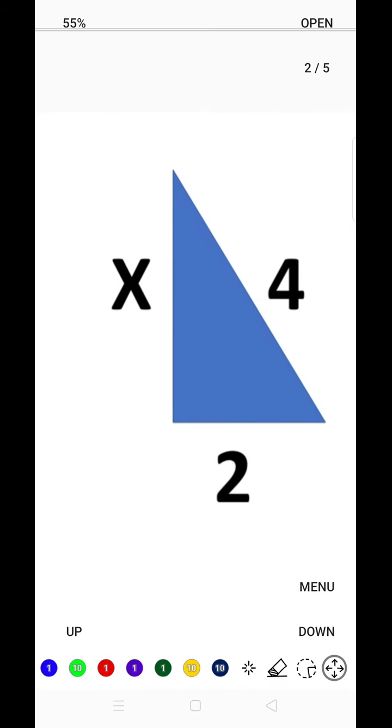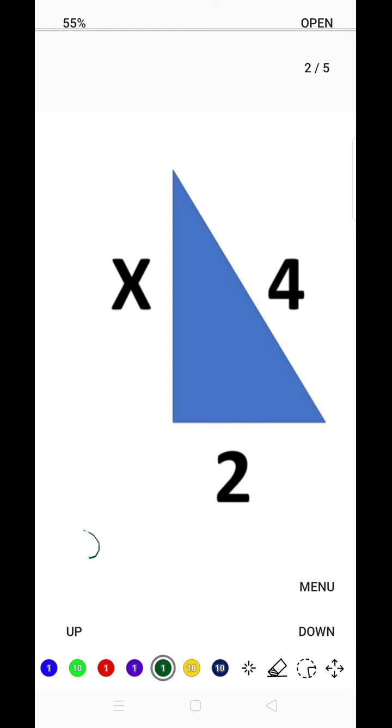Now I have taken another example, a right angle triangle with the right angle at the base, 90 degrees, and a perpendicular height. 4 is the hypotenuse, 2 is the base and x is the perpendicular height. You can understand that this hypotenuse is double the base. Today we are going to see only the cases where the hypotenuse is double the base. Now, what is x?